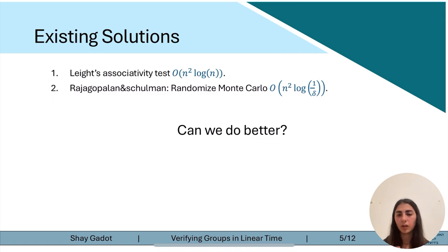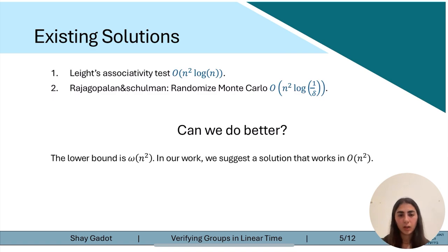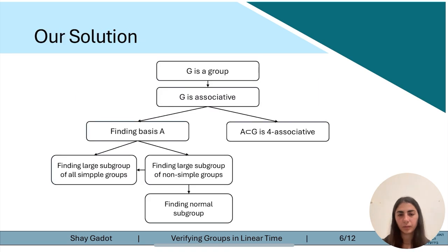So the question is, can we do better? The lower bound to this problem is omega n squared. In our work, we suggest a solution that works in big O n squared. The reason for the lower bound is that the size of the input, the multiplication table, is n squared.